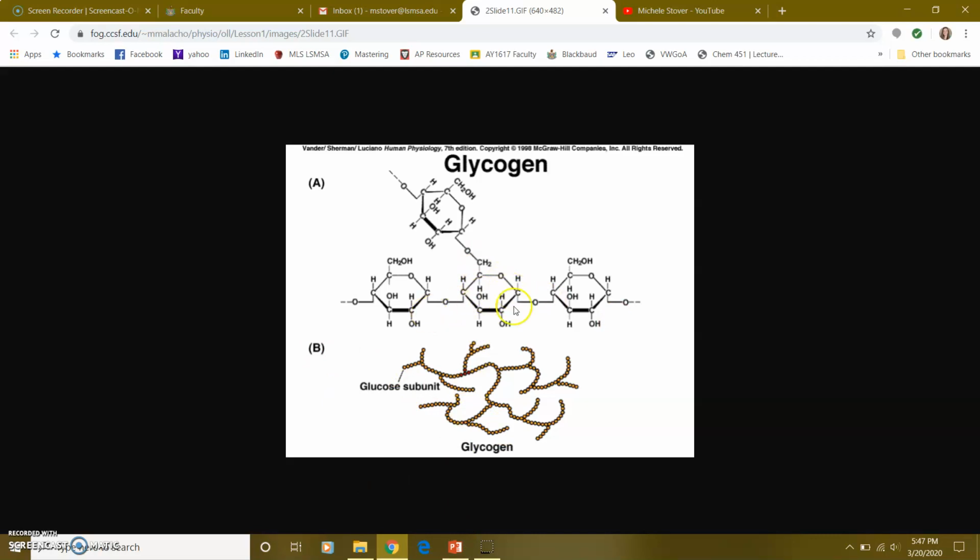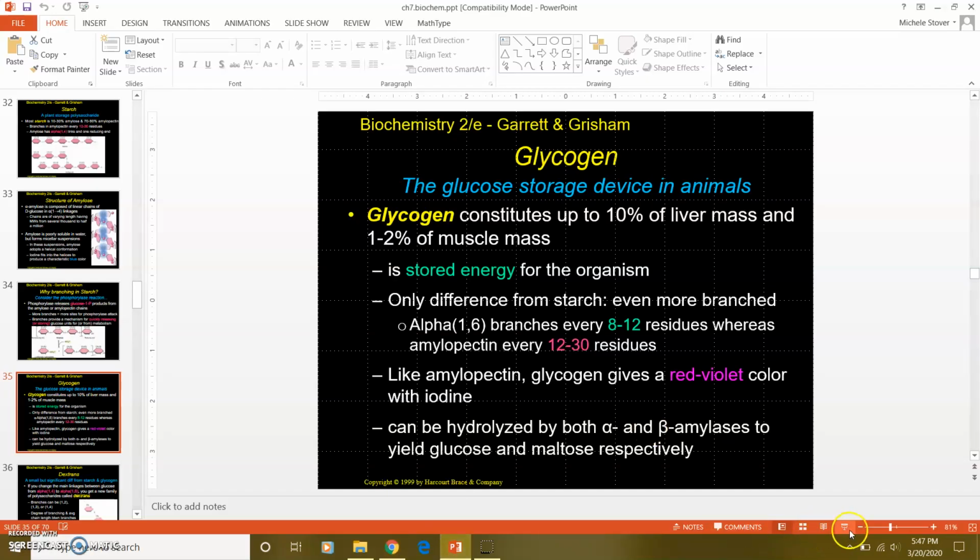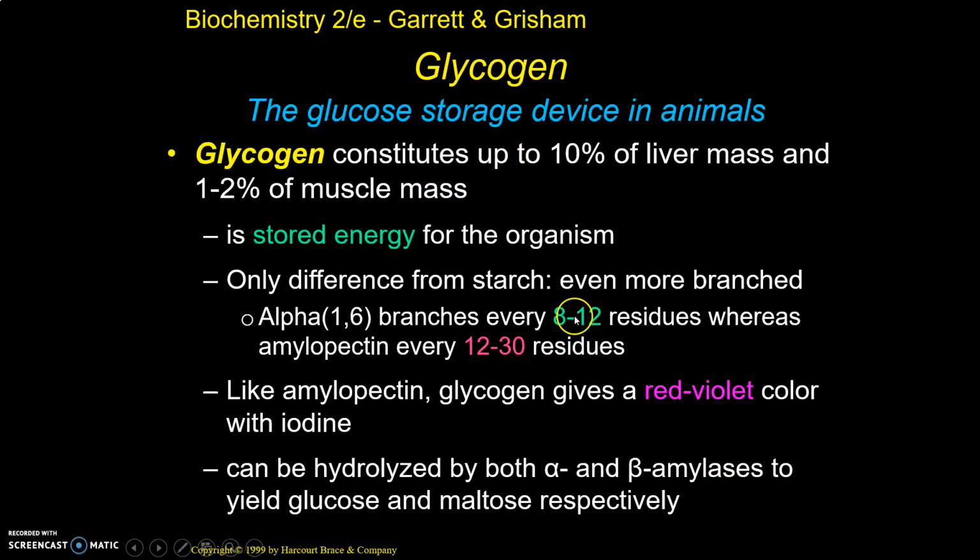You still have your 1,4 linkages, but you can also have a 1,6 linkage. This is your 1,6 linkage, but you still have your 1,4 linkages. So more linkages equal more branching, so shorter amounts of residues in your branching, and that means that you can release more glucose at once. What's interesting here is that depending on how you hydrolyze it, with alpha amylase you get glucose, but with beta amylase you can actually get maltose. So we can get 2 different types of sugars in animals as well.